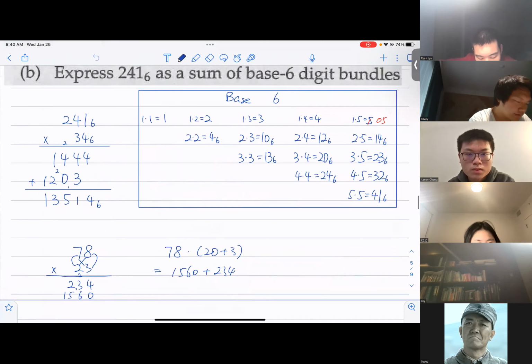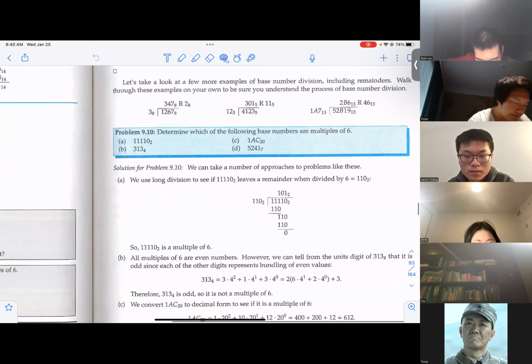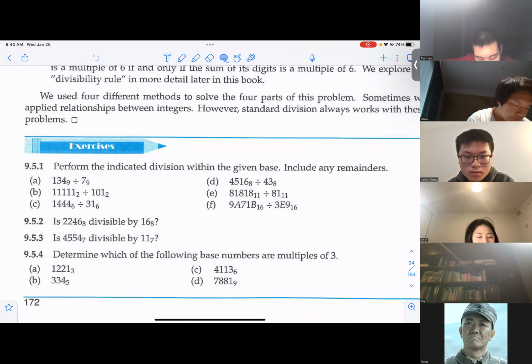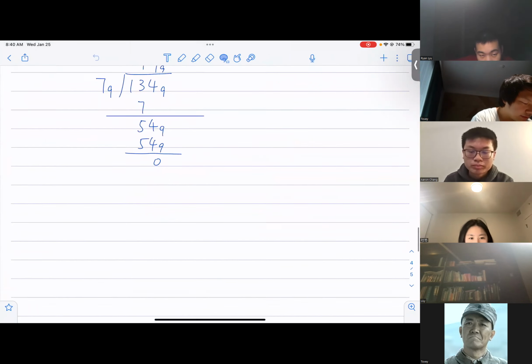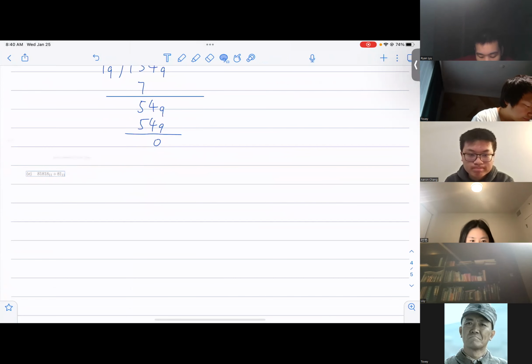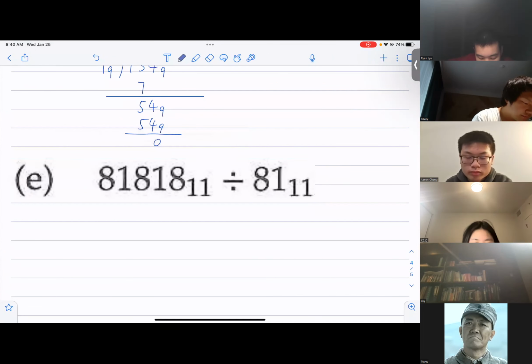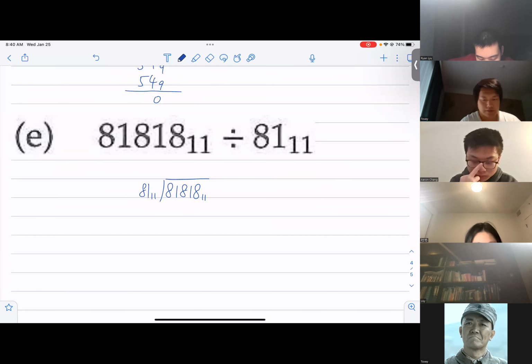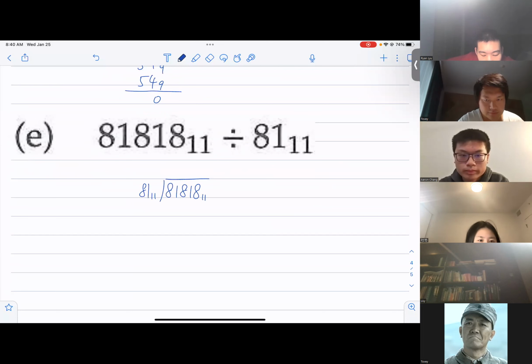Okay. Let's do one more question. Maybe do some harder ones. So maybe do this, and then we can look at the example with the letter on it. This should be pretty easy because we've got a bunch of 8, 1 here, right? 8, 1, 8, 1, 8, base 11, divided by 8, 1, base 11. Shouldn't be too hard, anyone? I think you can even do it with a calculator.